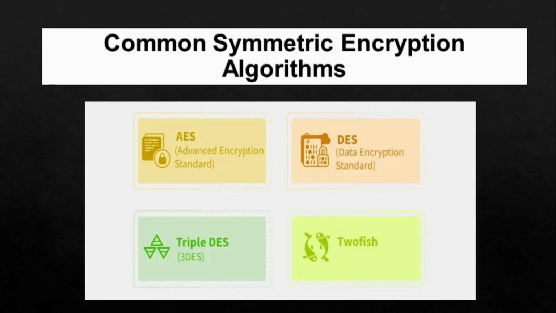Now let's discuss some common symmetric encryption algorithms. The first is DES, the Data Encryption Standard, that is outdated and much less secure because of its small key size. Second is 3DES, an improved version of DES. The next one is AES, the Advanced Encryption Standard, that is the most secure and widely used today. Another one is Twofish. Among all these, AES is the most important from an examination point of view.